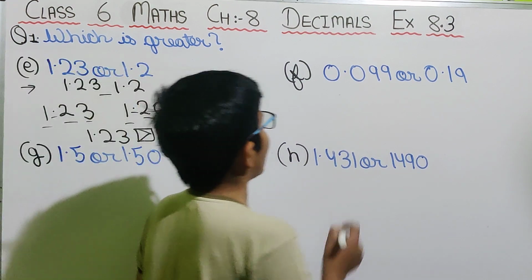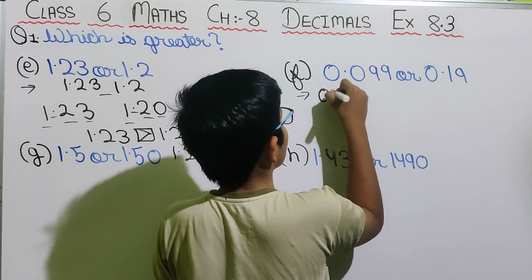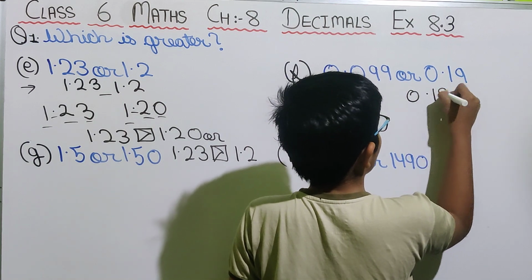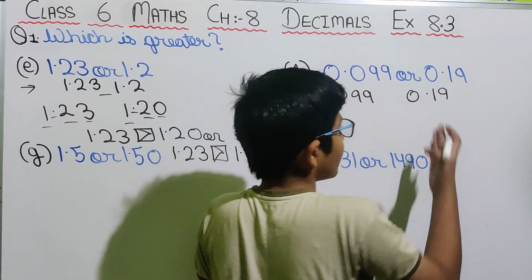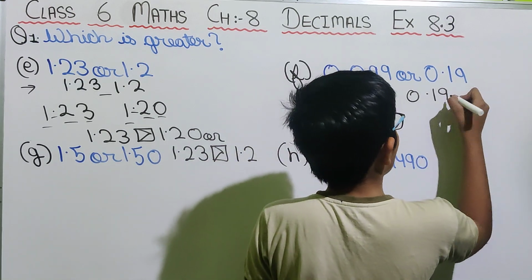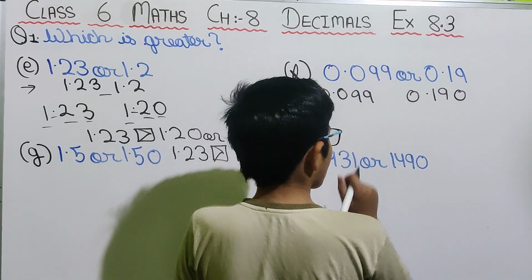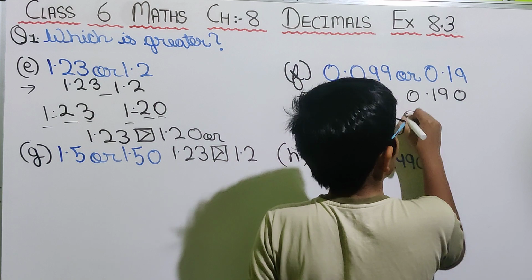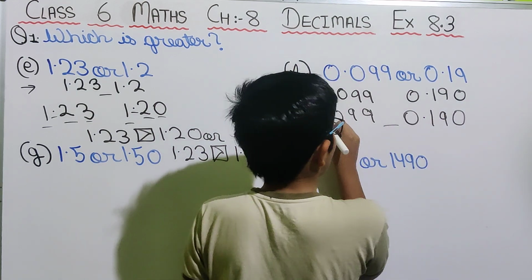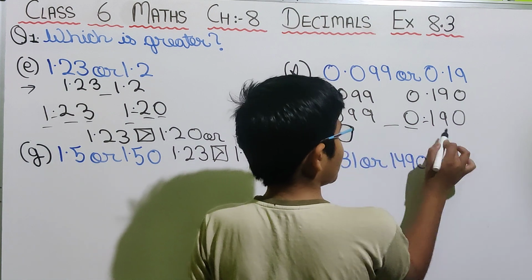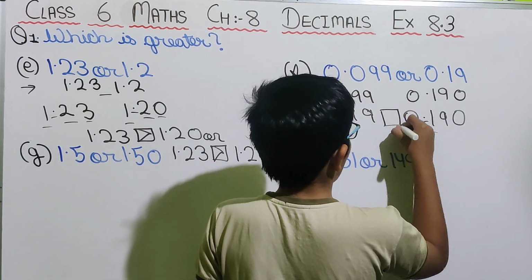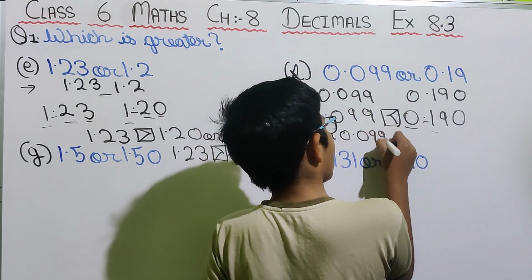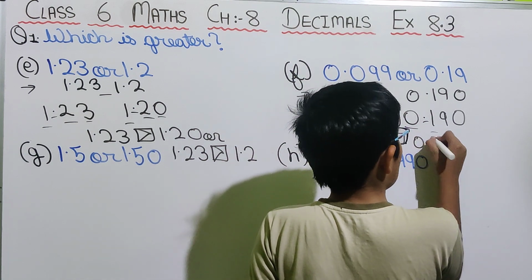So now let's move to the F part. 0.099 and 0.19. Here there are 4 digits and here only 3 digits. So first we will put a 0 here. Now let's convert and compare. 0, then point, then here 0, here 1. This one is bigger. Or we can write: 0.099 is smaller than 0.19.